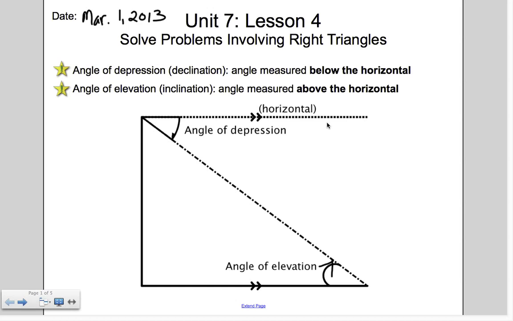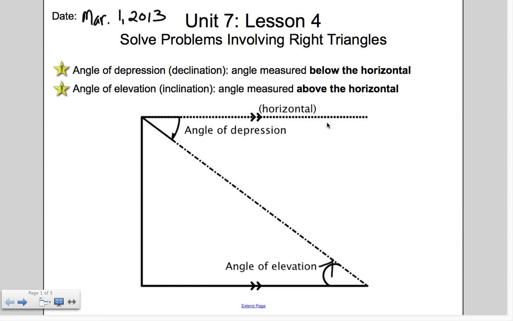Okay, the whole idea is hopefully that the terms make sense to us. Depression, we think of depression, we think about feeling down, right? We had the stock market crash in the 1930s, they called it the Depression. So it's the fact that it's downwards.